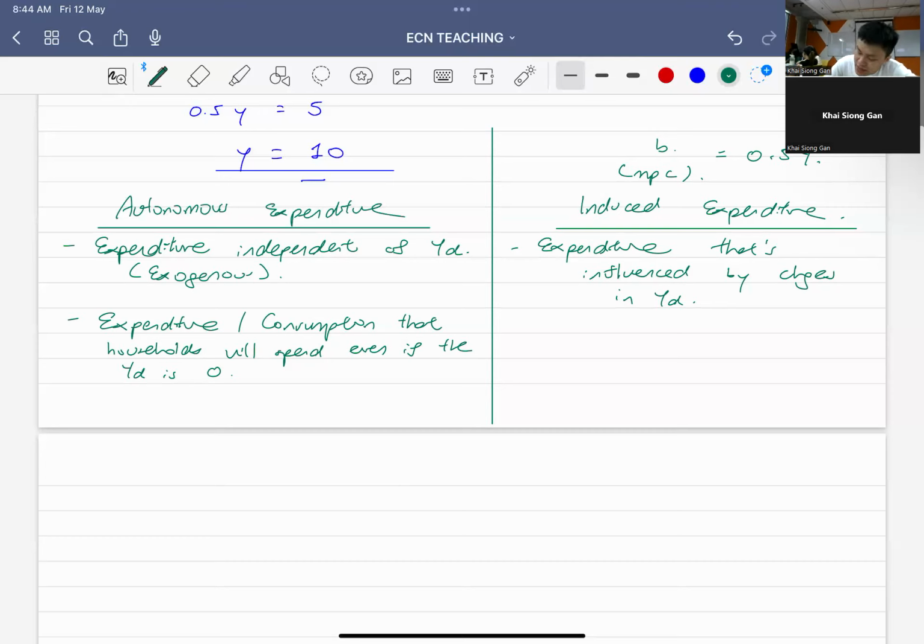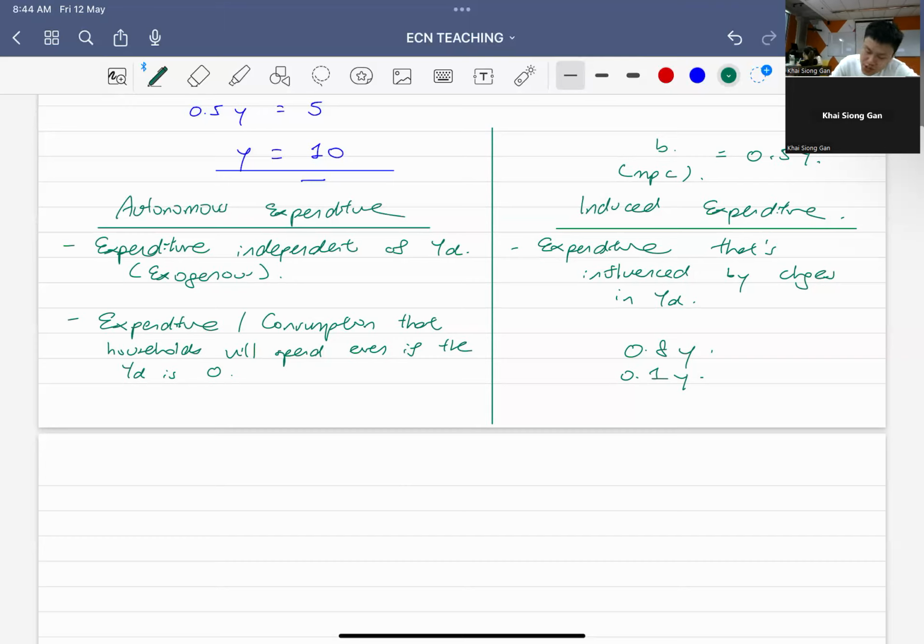So if I say 0.8y, what does it mean? The income that I earn, 80% will be spent. Every time there's an increase of 1,000, 80% will be spent. If I get 0.1y, that means for every 1,000 that I earn, only 10% will be used to spend.